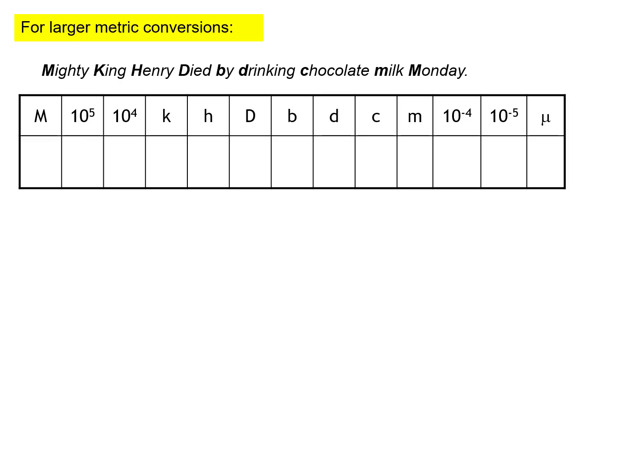Now I did come up with another mnemonic for larger metric conversions. Mighty King Henry died by drinking chocolate milk Monday, and that includes some of the bigger units, mega. Mega also takes care of some of the smaller units, micro. But the problem is that it leaves out the 10 to the 5th, 10 to the 4th, 10 to the minus 4th, 10 to the minus 5th units, because while they are there, they don't have specific names. So you have to remember to add them in if you make a chart.